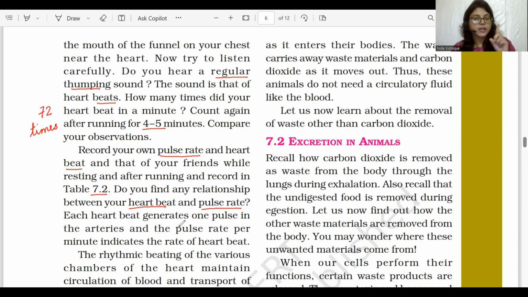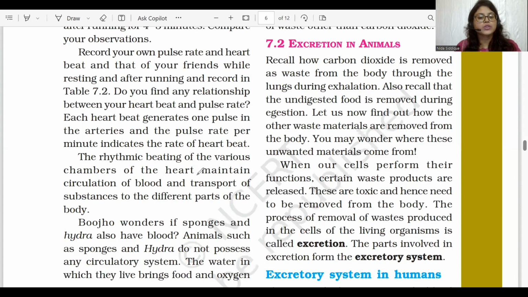Each heartbeat, एक heartbeat एक pulse generate करता है in the arteries. So the pulse rate per minute indicates the rate of heartbeat. जब हम pulse count कर रहे हैं, we are actually counting the rate of heartbeat. So the rhythmic beating of the various chambers of a heart maintain the circulation of the blood and transport the substances to different parts of the body. So हमारा जो different chambers है heart का, वो एक rhythm में beat करता है. And because of this, our heart assures कि हमारा blood हमारे body में properly circulate हो रहा है, सारे substances properly transport हो रहे हैं to the different parts of the body.